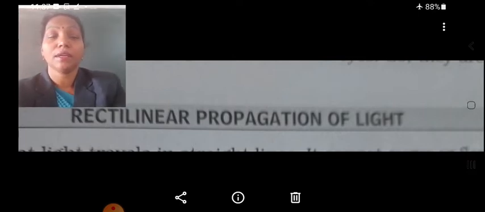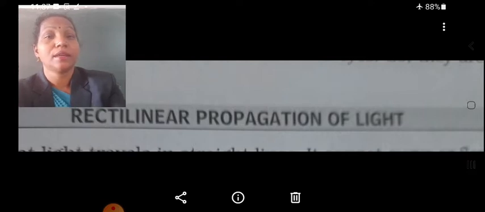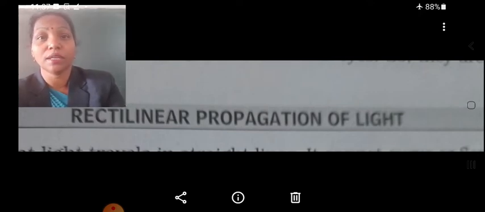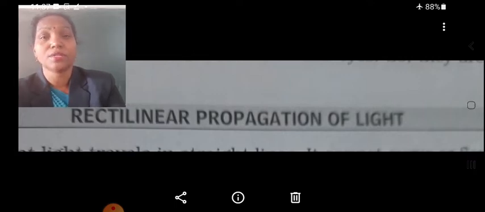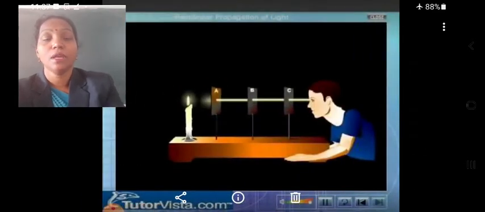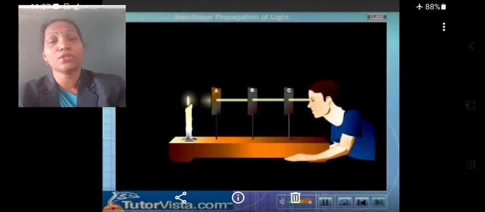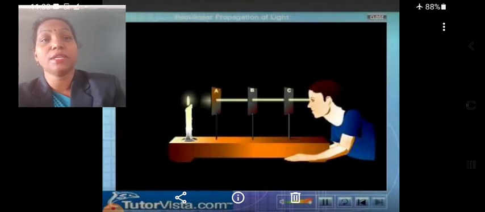We studied rectilinear motion in last year's science. When the motion of an object takes place in a straight line without changing direction, as a ball dropped from a height, its motion can be referred to as rectilinear motion. And just like that, the rectilinear propagation of light means that light travels in a straight line. To show the rectilinear propagation of light, there is an activity.